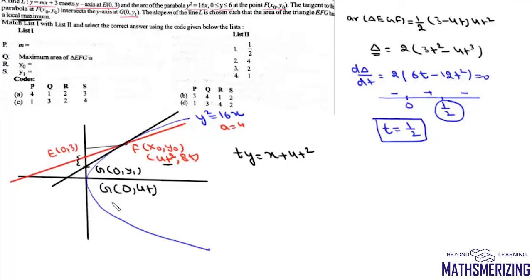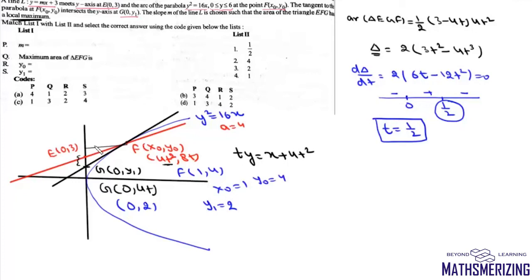So what is the value of G? G will be (0, 2). So that means y1 should be 2. Now what should be F? F is 4t square, which is 1, and then 8t, which is 4. So x0 is 1, and y0 is 4.